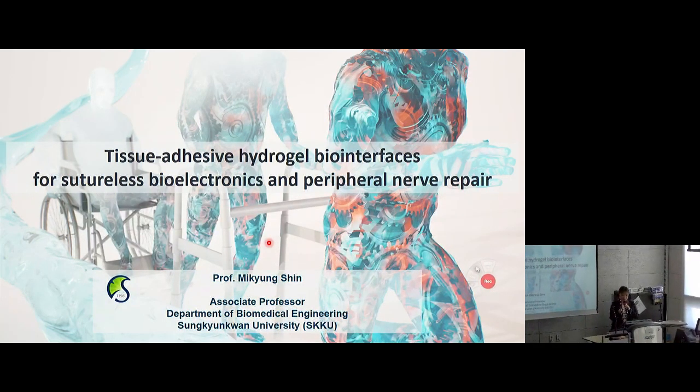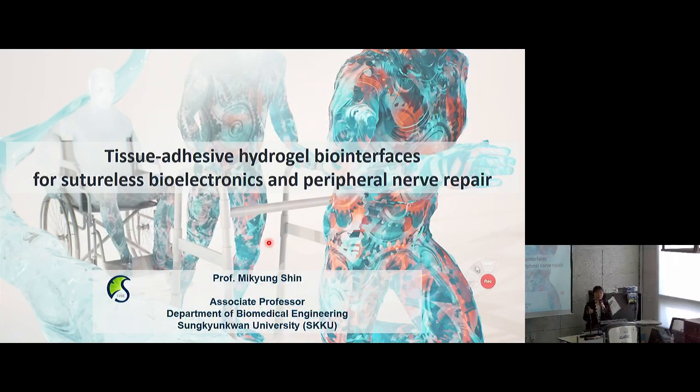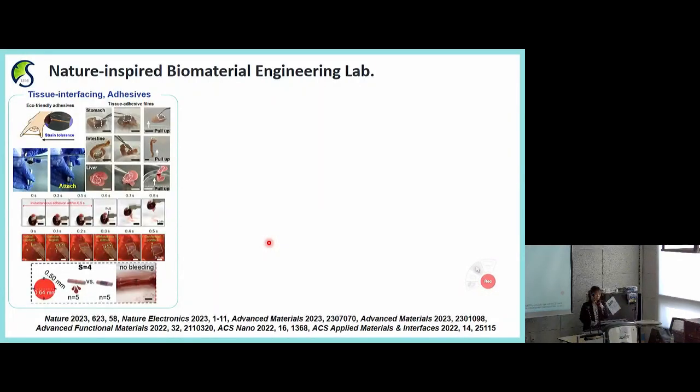I'm Mi-kyung Shin at Sungkyunkwan University, and today I would like to introduce my recent works, basically on tissue adhesive materials. I'm developing tissue adhesive hydrogels and other polymer-based materials, so I will introduce many material formulations for sutureless repair, bioelectronics, and peripheral nerve repair. Before starting my talk, I will introduce what kind of materials we can develop in my lab.